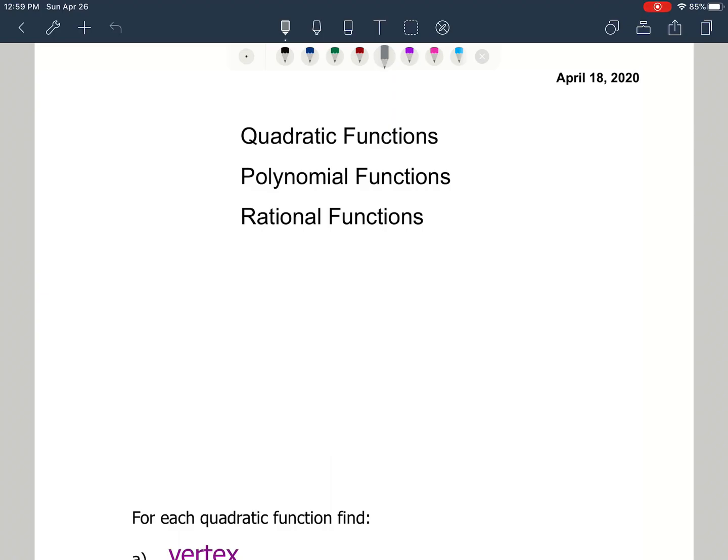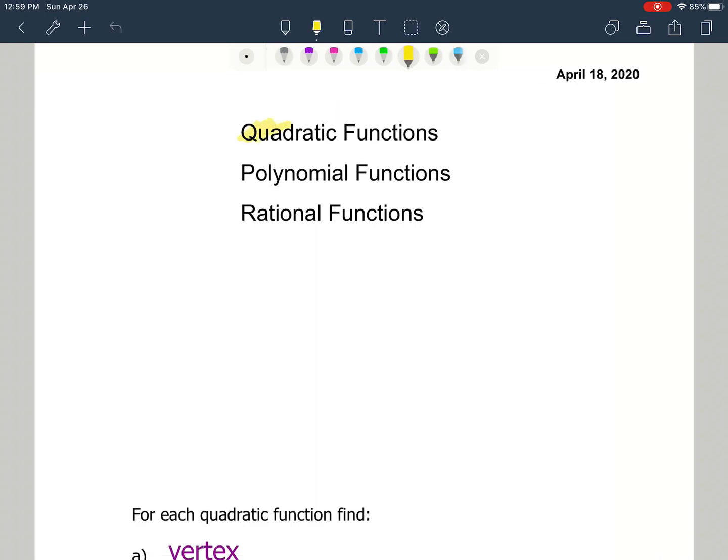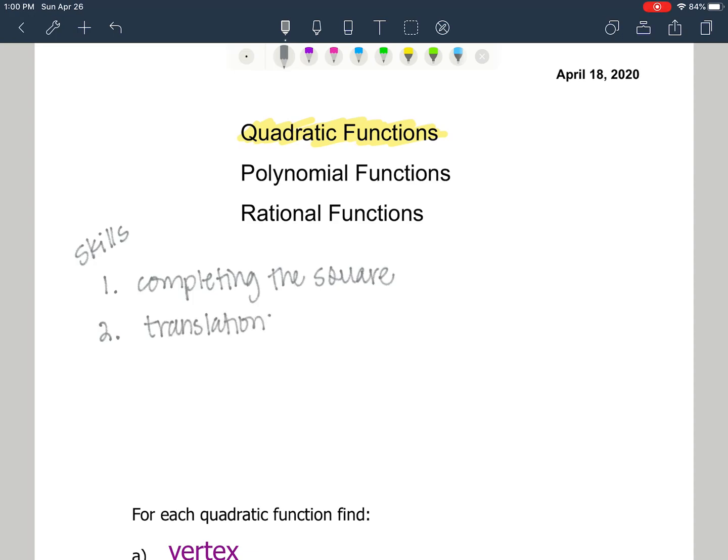We are going to be graphing quadratic equations. And to understand how to graph quadratic equations, there are two skills that we're going to be using. The first thing is completing the square. Knowing how to complete the square and put a quadratic equation into vertex form is going to be extremely helpful. And the second thing, once we have that in vertex form, we'll be able to utilize translations and reflections to actually do our graphing.